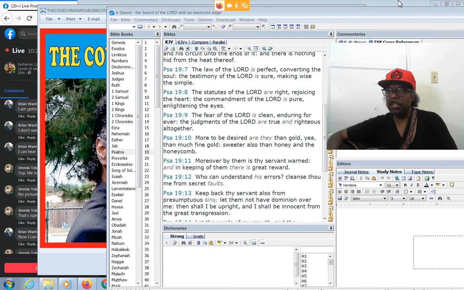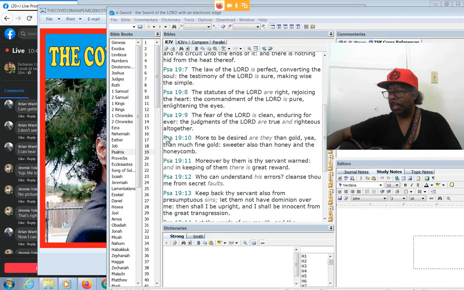So in any case, the statutes of the Lord are right, rejoicing the heart. The commandment of the Lord is pure, enlightening the eye. The fear of the Lord is clean, enduring forever. The judgments of the Lord are true and righteous altogether. More to be desired are they than gold, yea, than much fine gold, sweeter also than the honey and the honeycomb.